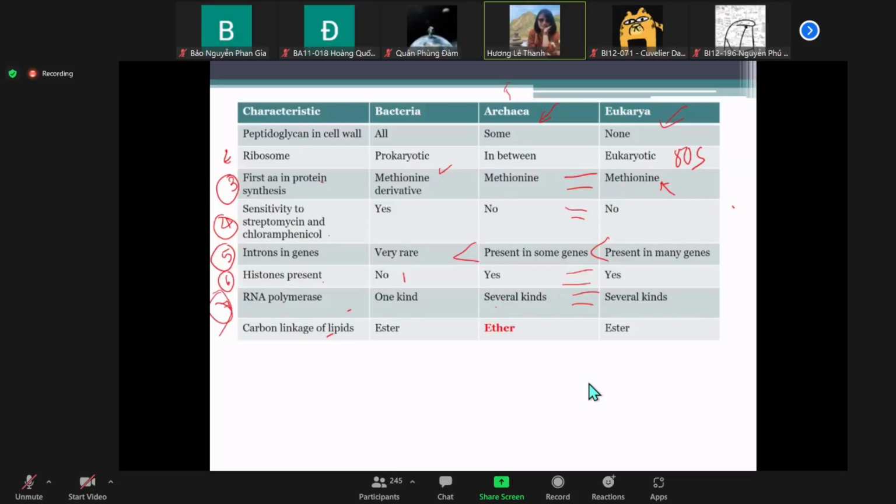And this one characteristic that we call unique for the archaea is the carbon linkage of lipids in the cell membranes. In bacteria and eukaryotic cells, they link by the ester, but for the archaea, they link by the ether linkage. So we can call them unique for the archaea because they link by the ether.